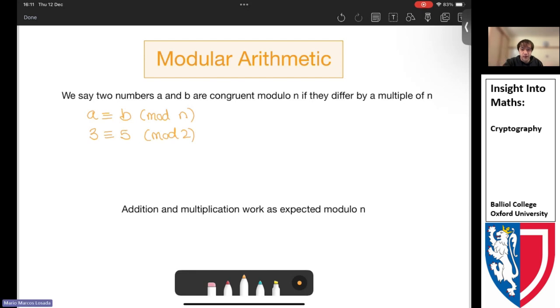If so, can someone give me another example of two numbers which are congruent modulo their favorite thing?